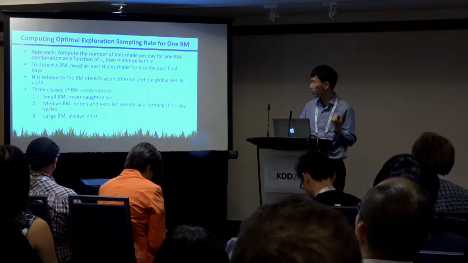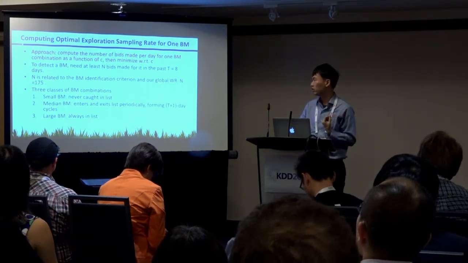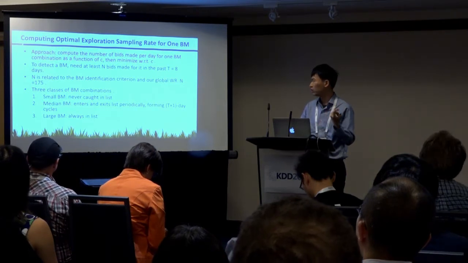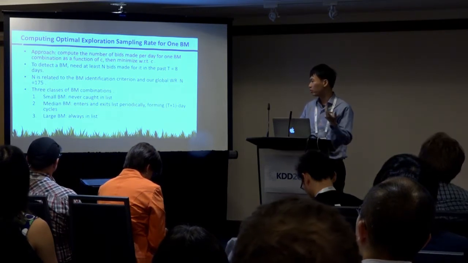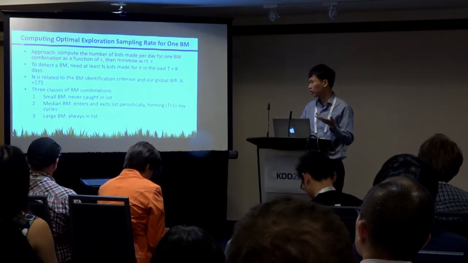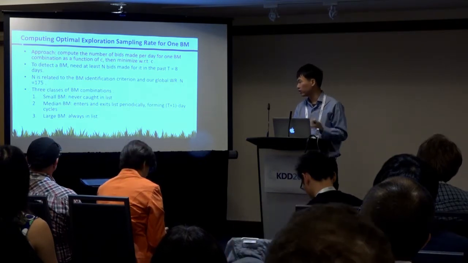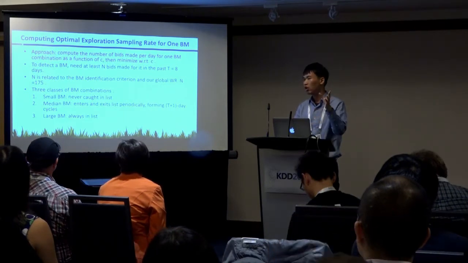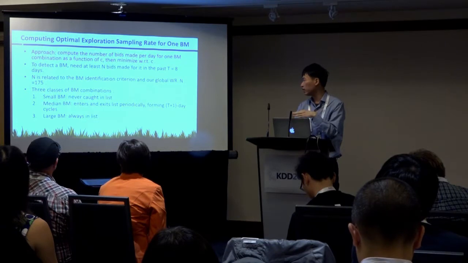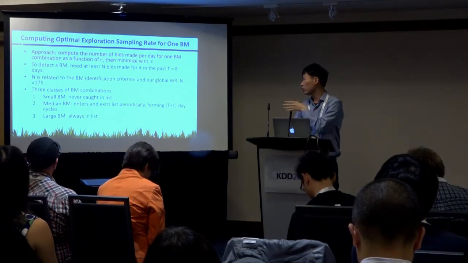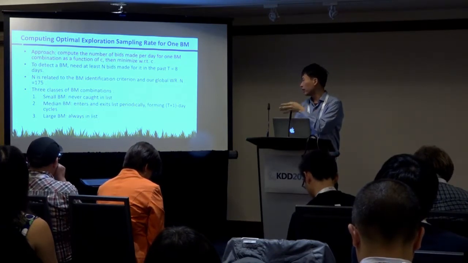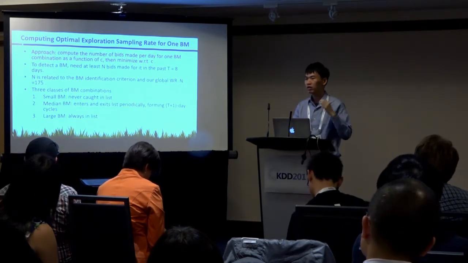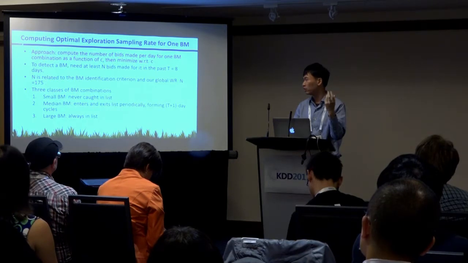There are three classes of band marketer combinations. A small band marketer, which means you see it very, very infrequently. They are never caught by the algorithm because you just don't see them. You rarely bid for them. There's not enough data to record their win rates. A medium-sized band marketer will actually be caught on some days and escape detection on other days. It forms a cycle, a 9-day cycle if T equals 8. And for a large band marketer, you see them so much that the algorithm catches them every day.